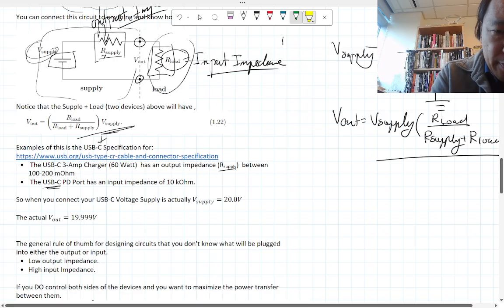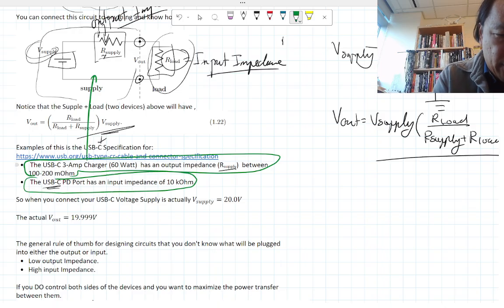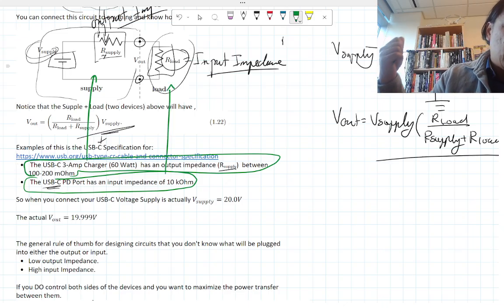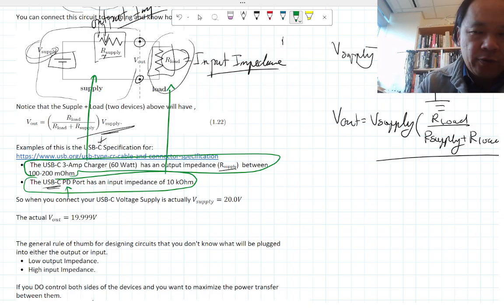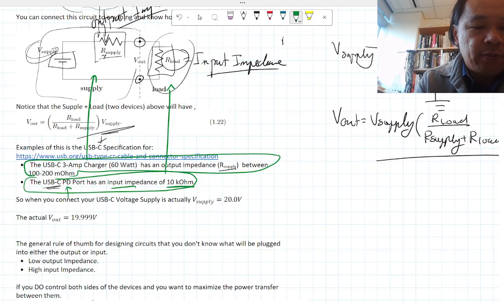so I kind of make a big mess here, right? This is basically equivalent to the left-hand side of this stuff. The right-hand side is actually what you're powering, right? It's the load, which is what your charger is actually charging. So this is the USB-C power delivery port. So if your USB-C port has a little electricity bolt to it, that means it's a power delivery port. And that has a standard of 10 kilo ohms.